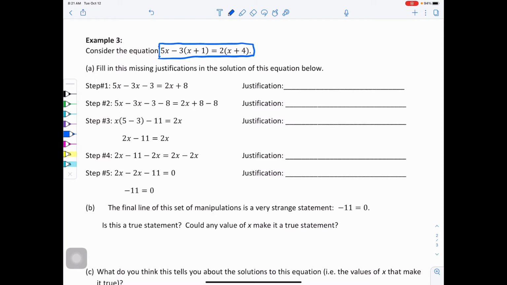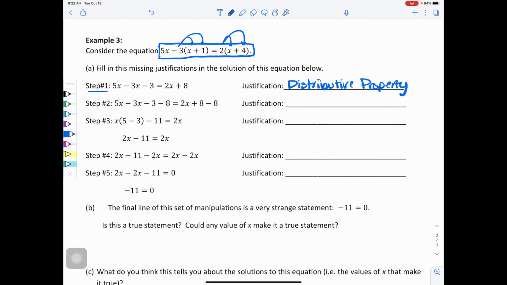So looking from the original to our first step 1, you can see that negative 3 has been distributed through the parentheses to get negative 3x minus 3, and 2 has been distributed to get 2x plus 8. So this is a use of the distributive property.